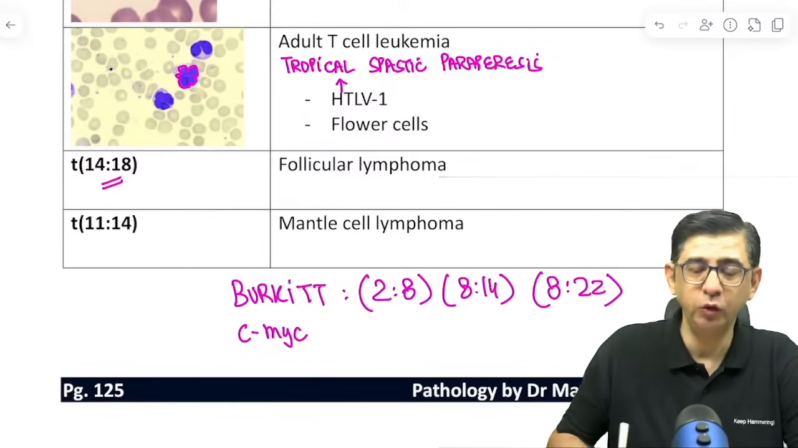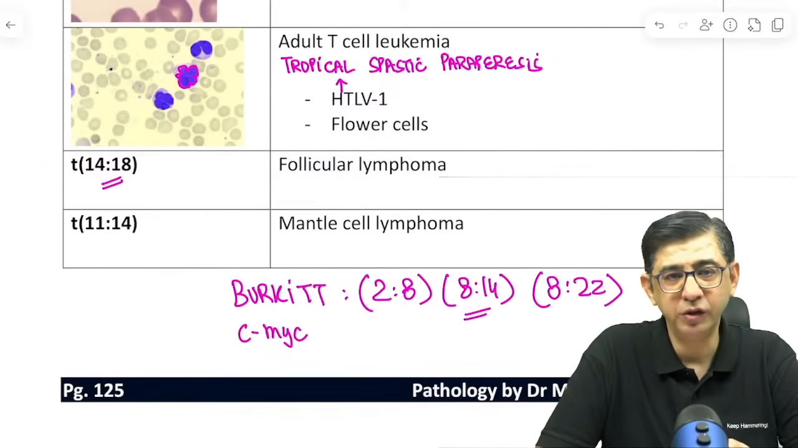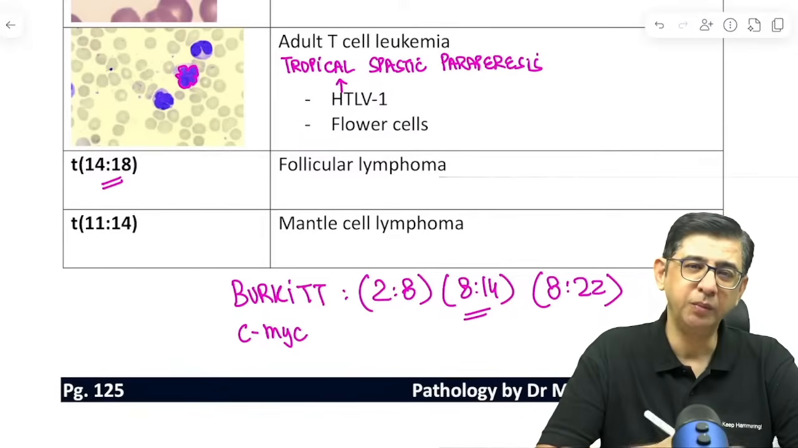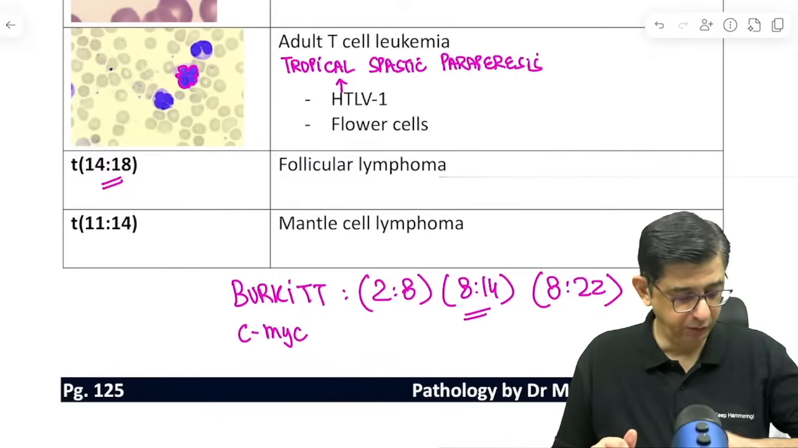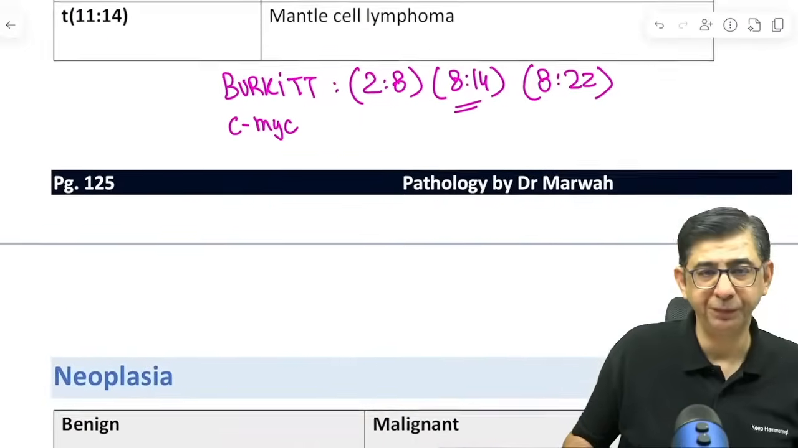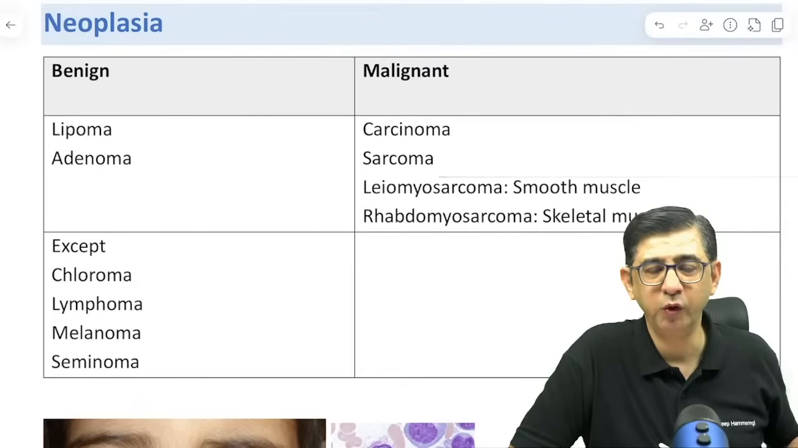So 14 तो वहाँ पे भी आया था, but then subsequently 14 18 is for follicular lymphoma that you need to remember, and 11 14 for mantle cell lymphoma. Mantle will come up in the discussion subsequently also, but these are a couple of chromosomal swaps that I would like you to remember. So at this moment we are done with non-Hodgkin's lymphoma. Next we'll talk about some more cancers before we move on.